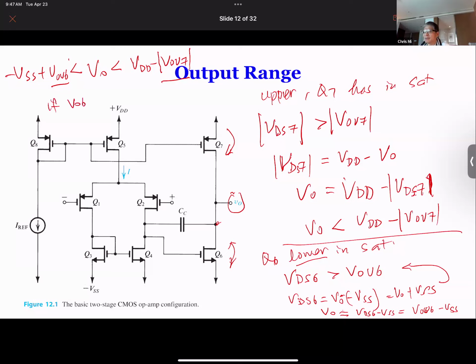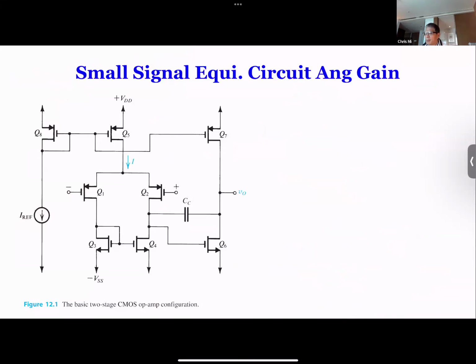So if VOV6 equal to 0 and VOV7 equal to 0, then your output is from minus VSS to VDD, and this is called rail to rail. But this is a condition where your VOV6 and VOV7 are 0. In general, we can increase the range by reducing the VOV of the last stage of your amplifier, not before the power amplifiers. The power amplifiers are a different stuff.